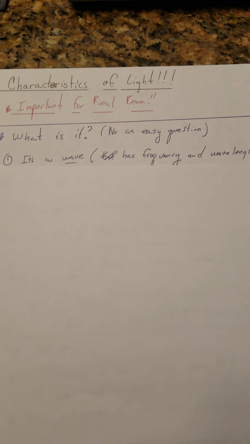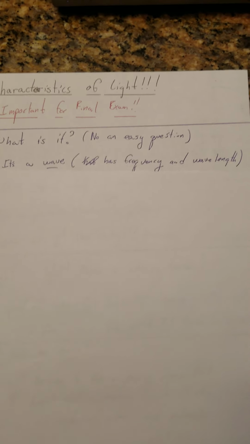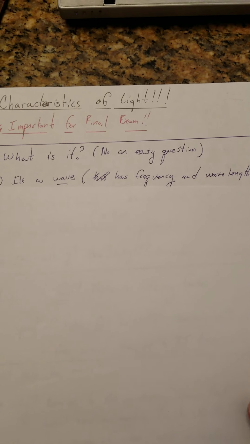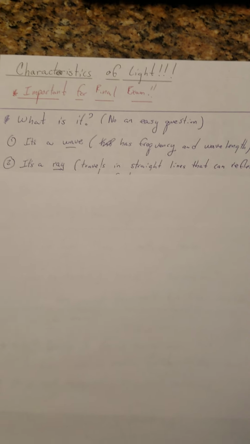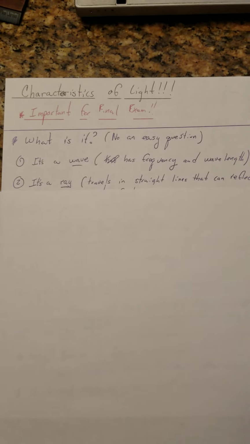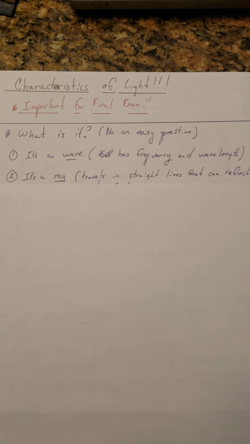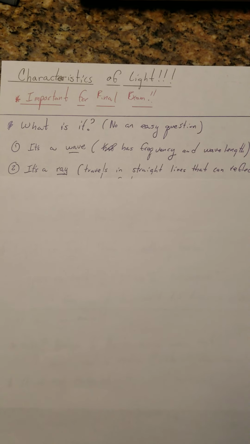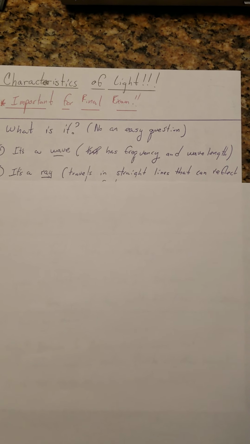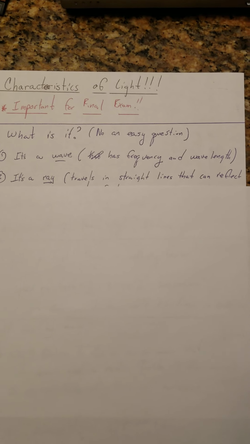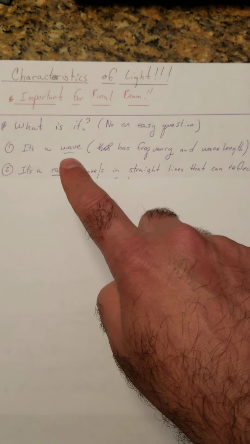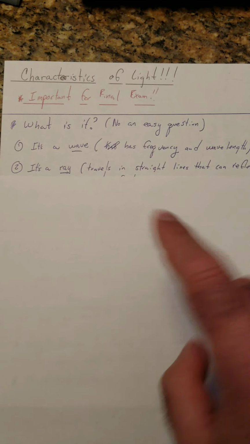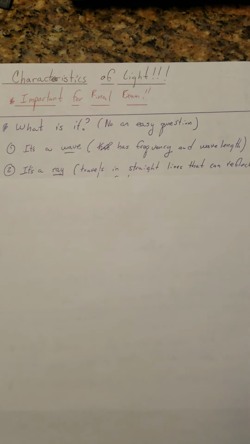We've talked about it before. We looked at the electromagnetic spectrum and we know that all waves have frequency and wavelength, and therefore, since light has frequency and wavelength, it's a wave. Another way to look at it is that it's a ray. You can think of light as like a laser beam coming out of a blaster in Star Wars. It travels in straight lines that can reflect and refract. And you'll get some information on reflection and refraction. So you can think of it either as a wave, waving at you with frequency and wavelength, or as a ray that travels in straight lines.